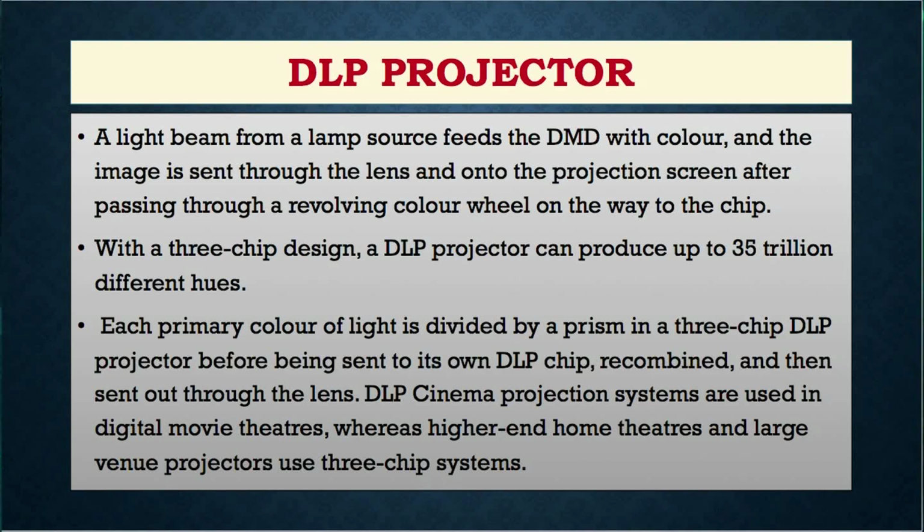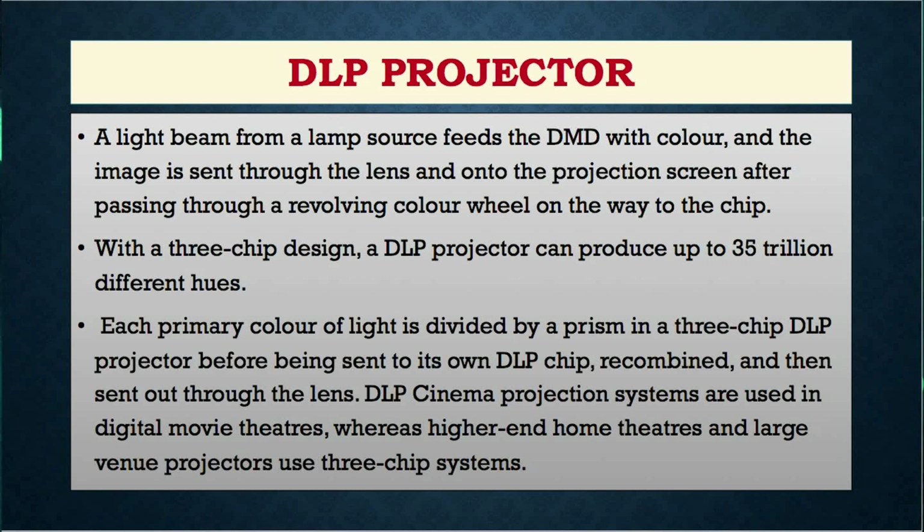Its primary color of light is divided by a prism in a 3-chip DLP projector before being sent to the DLP chip. And then it is recombined and then sent out through the lens. So in this way it works.